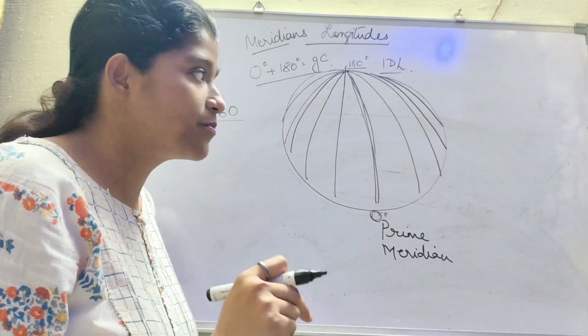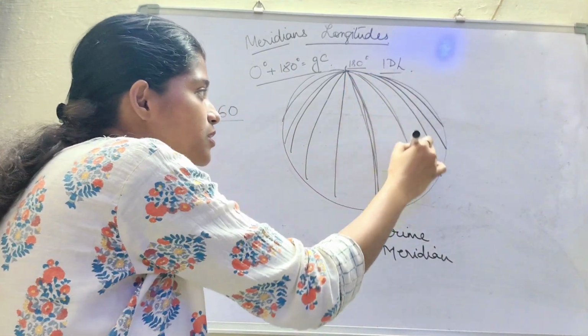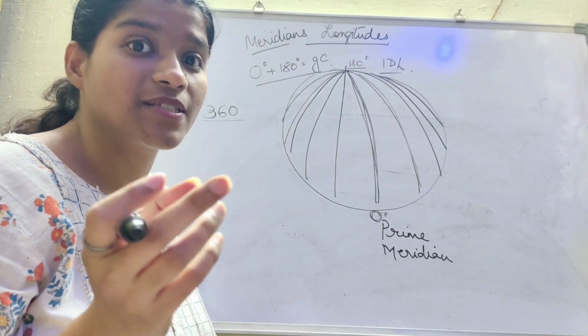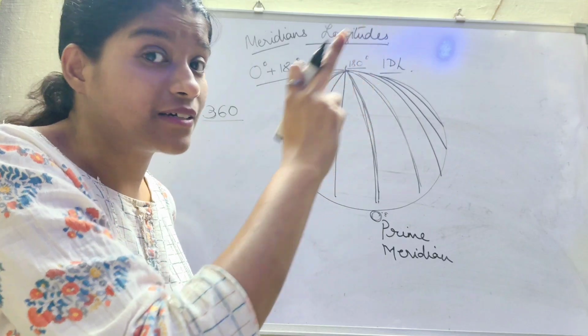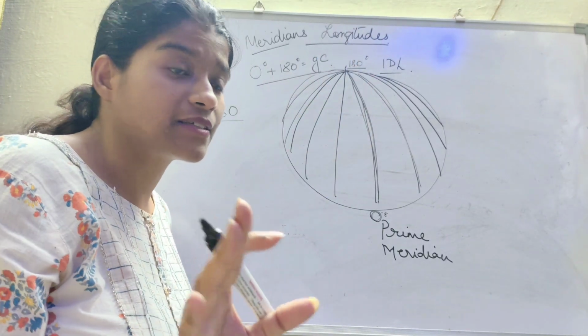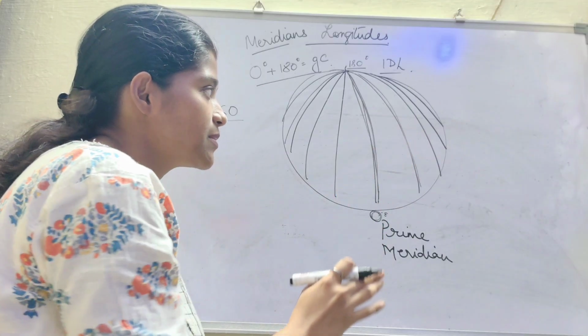One more important thing you have to know is that each and every longitude is in the shape of a semicircle. They are not complete circles, just like the latitudes. Each and every longitude is a semicircle.